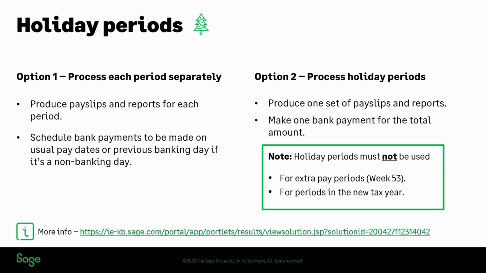Option 2 is to process a holiday period. So this was the option I was talking about, where you get a single set of reports and pay slips. It allows you to create a single bank payment file. It's one of the advantages of doing it this way, but it does have some limitations. A holiday period must not be used for any extra pay period, such as a week 53. That always needs to be processed separately due to the week 1 calculation, and it must not be used for a period that falls into the new tax year, as that will need to be processed in the 2024 software.